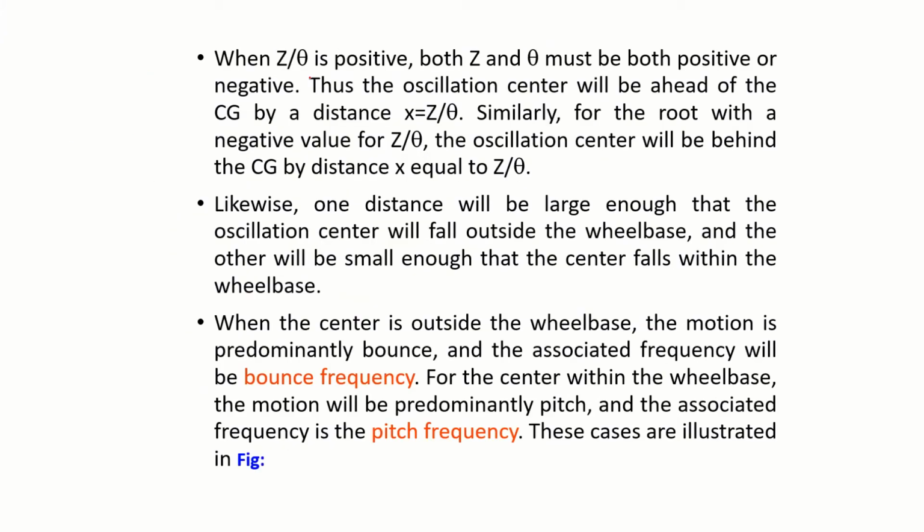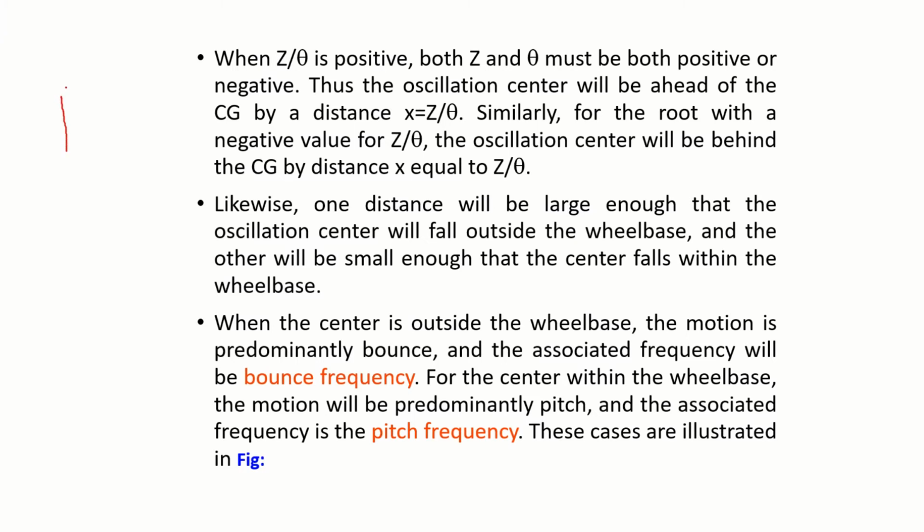That means when z by theta is positive, both z and theta must be positive, or both negative. Thus, the oscillation center will be ahead of the center of gravity by a distance x equal to z by theta. Similarly, for the other mode with a negative value for z by theta, the oscillation center will be beyond the center of gravity by distance x equal to z by theta.